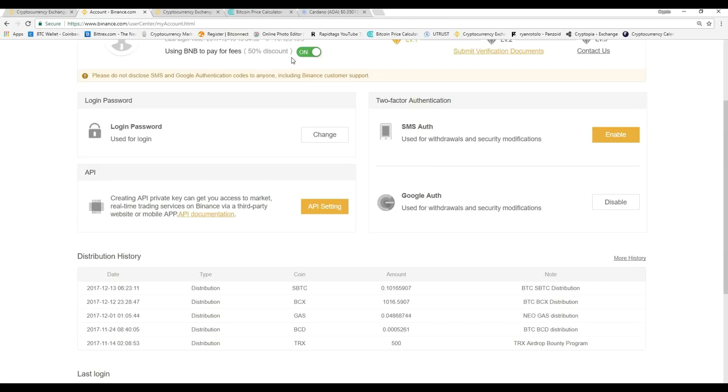Now up here in this section where it says using BNB to pay for fees, 50% discount turned on. What that is, Binance actually has their own cryptocurrency. It's called the Binance token. When you use the Binance token to purchase other cryptocurrencies, you actually cut the fees in half. So if you want to save a couple extra bucks, you could use the Binance token. And what's also nice is the more people that come onto the Binance platform, the more users, the more valuable the Binance token will be over time.